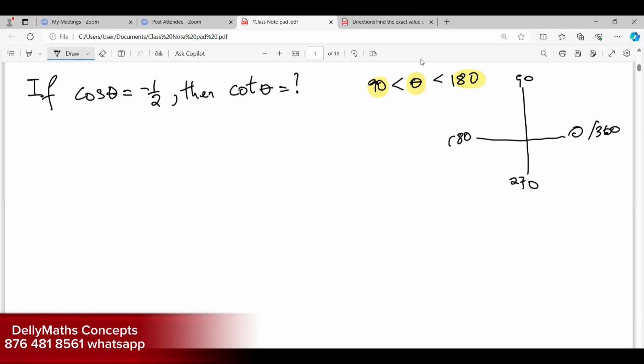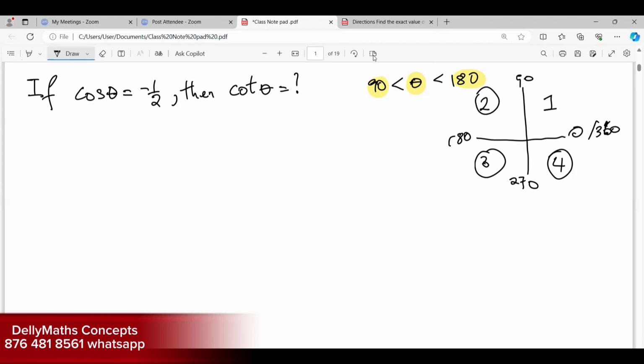We're looking at the fact that this is our first quadrant, this is the second quadrant, this is the third, and this is the fourth. What we want to remember, though, is that the first quadrant is between 0 and 90, the second quadrant is between 90 and 180, the third is between 180 and 270, and the last, which is the fourth, is between 270 and 360.